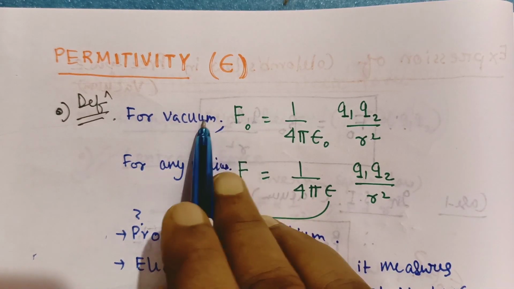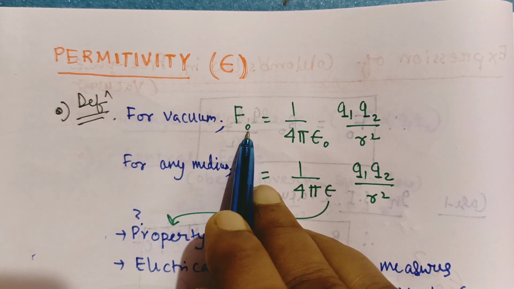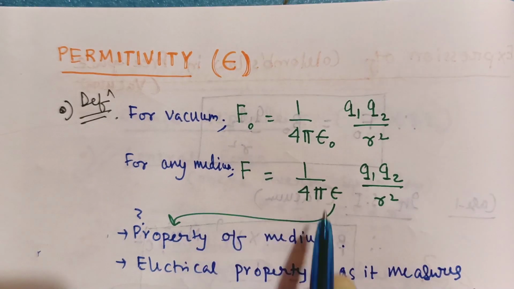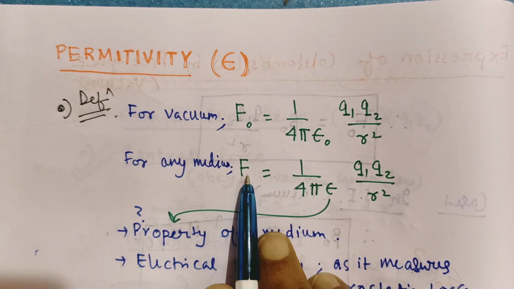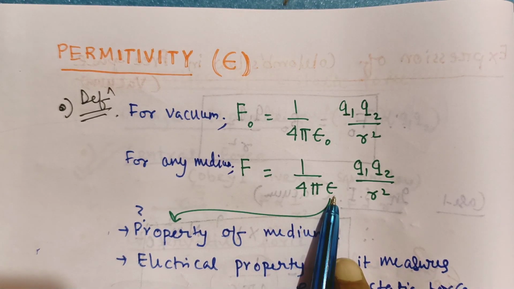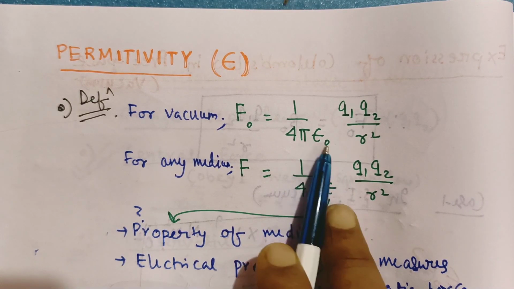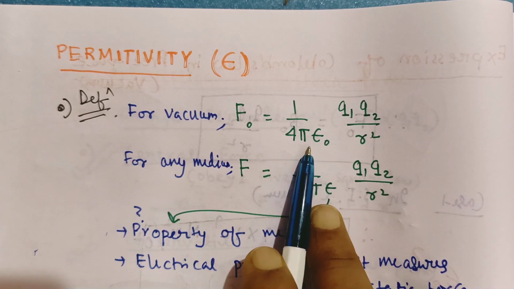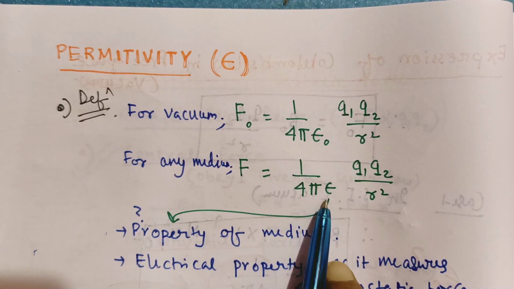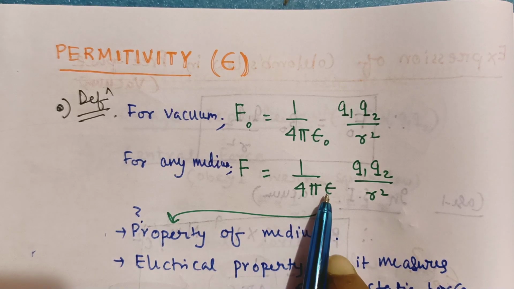This formula is applicable for vacuum. So the notation here is epsilon naught. If you replace it with any other medium, the notation will be like that. If you write water, then you write epsilon water. If you write paper, then you write epsilon paper. But if it is vacuum, then you write epsilon naught. So epsilon naught represents the permittivity of free space. Epsilon represents the permittivity of any medium you have chosen.